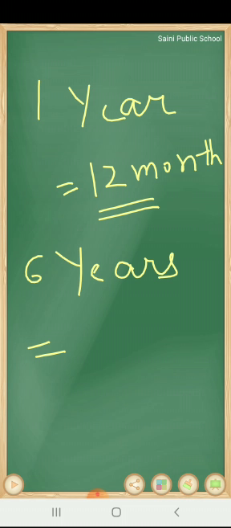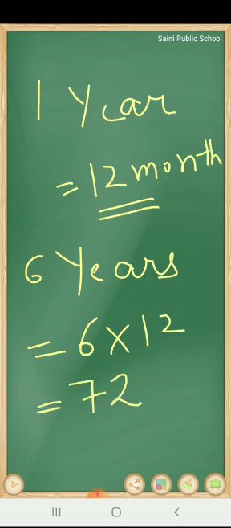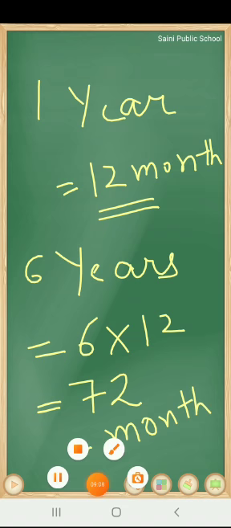Okay, so 6 into 12. How many? 72. You can multiply 12 by 6. So 72 months. So in a year, here are 12 months. So in 6 years, here are 72 months.